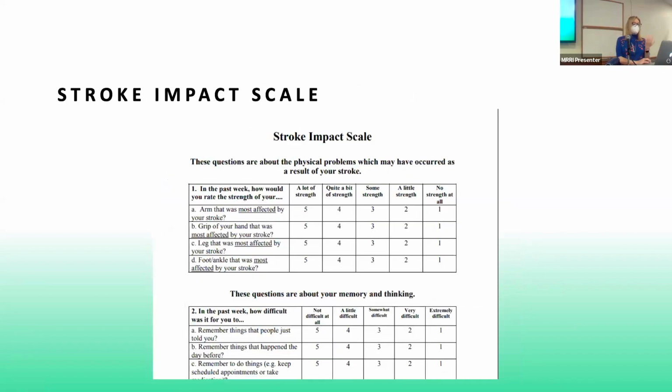Then from the patient reported outcome, something like the Stroke Impact Scale uses a Likert scale, where a lot of strength is a 5, you're giving that number, down to no strength at all from the patient's perspective. So this is just another example.